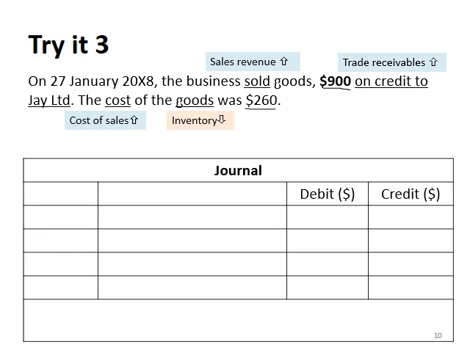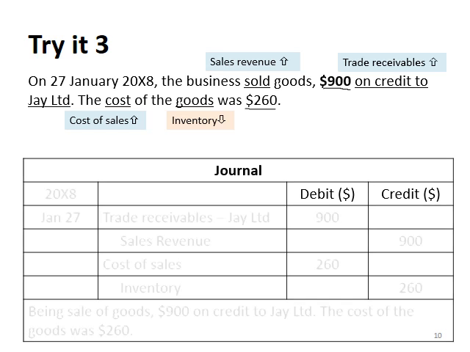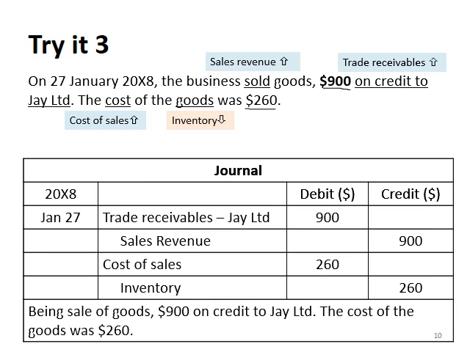Given the format of a journal, you will first write down the date 20x8 January 27, and you will debit trade receivables J Limited. Please remember the name of the customer is important, okay? Because trade receivables, an asset, increases, we will debit the account, and sales revenue, which is an income account, increases, we will have to credit the sales revenue account by $900.